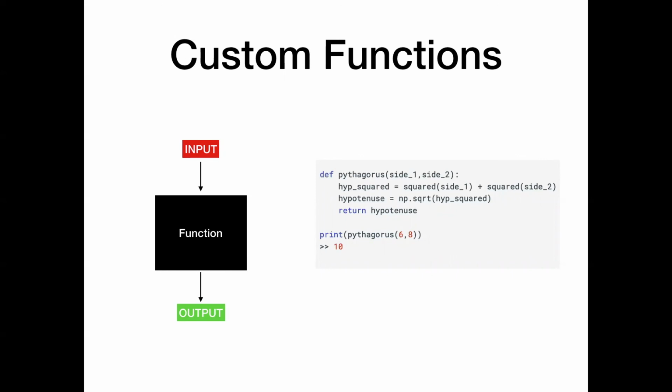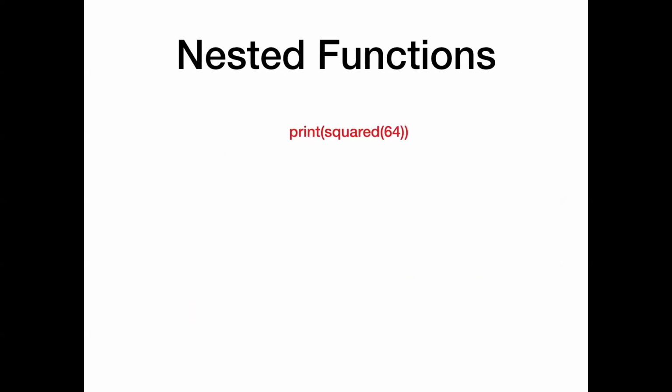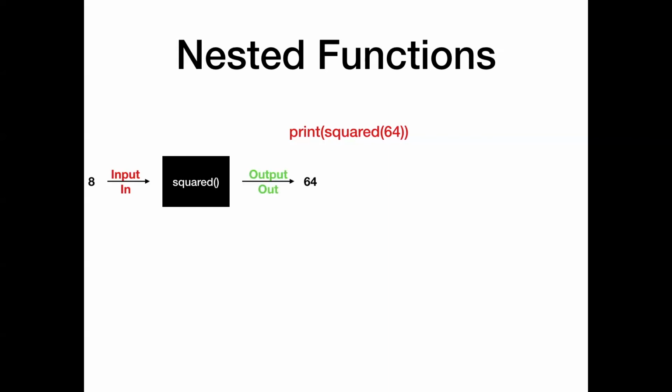If you guys might remember that class, we talked about nested functions. I didn't use the term nested functions, but we just talked about print squared 8. So here 8 goes as input into squared. That returns an output, which is 64. I'm sorry for the typo. That should be print squared 8.